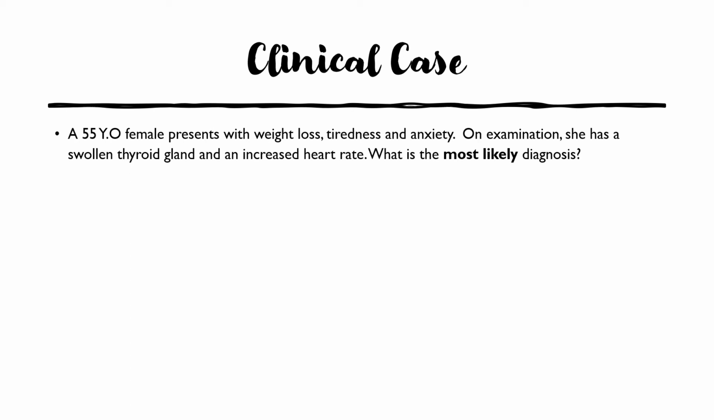So if you want to test your knowledge, we have a quick clinical case here. A 55-year-old female presents with weight loss, tiredness, and anxiety. On examination, she has a swollen thyroid gland and an increased heart rate. What is the most likely diagnosis based on these findings?